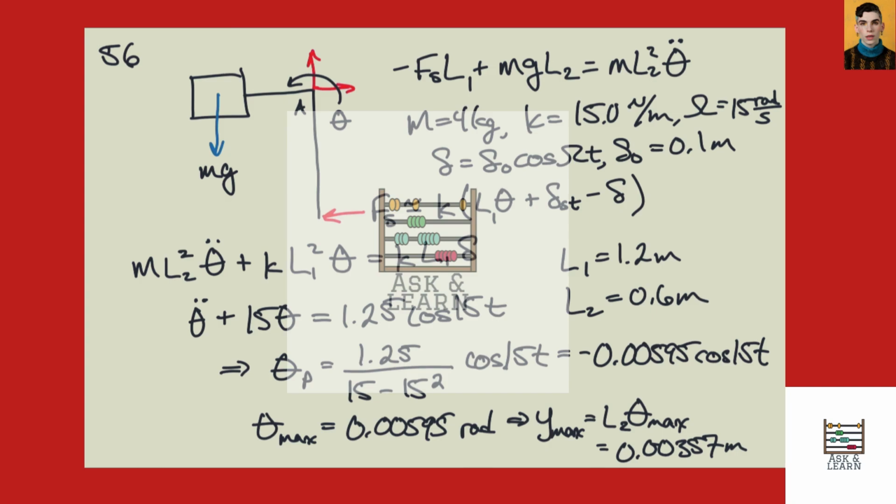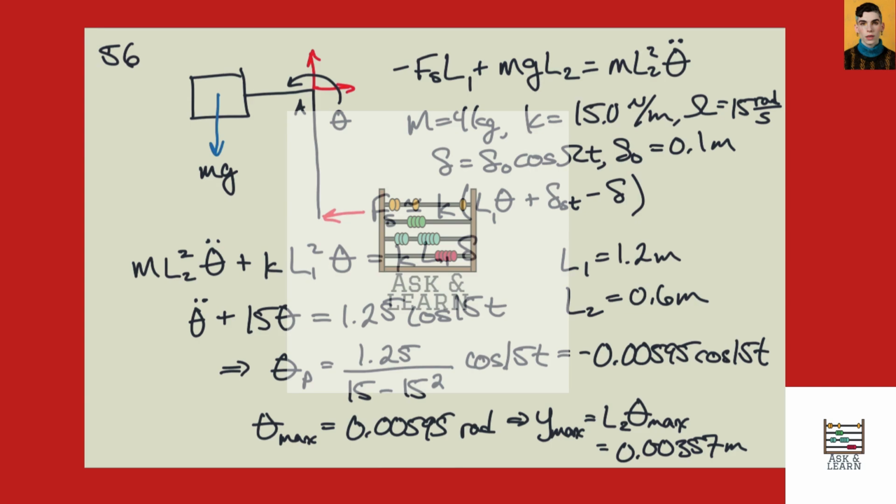So we know the motion of the block here is roughly L2 times theta. The geometry says L2 times theta is the approximate motion of the block if theta is small, which it is. And so we just multiply this theta max by L2 to get Y max, and that becomes 3.57 millimeters. So it's moving quite a short distance, which is obviously quite a bit less than 100 millimeters.